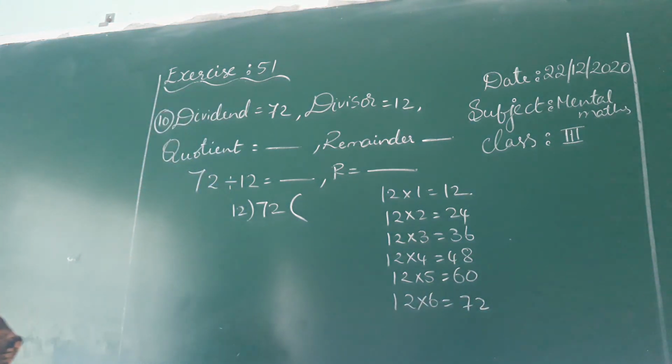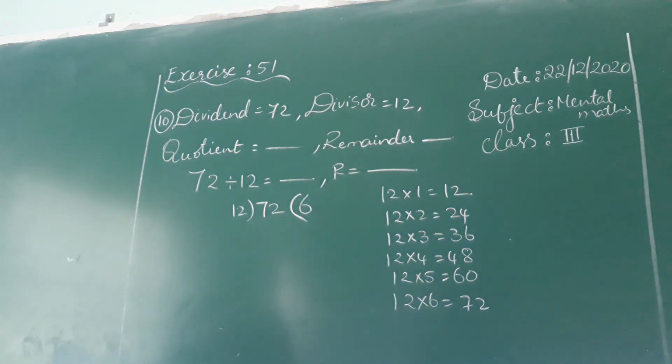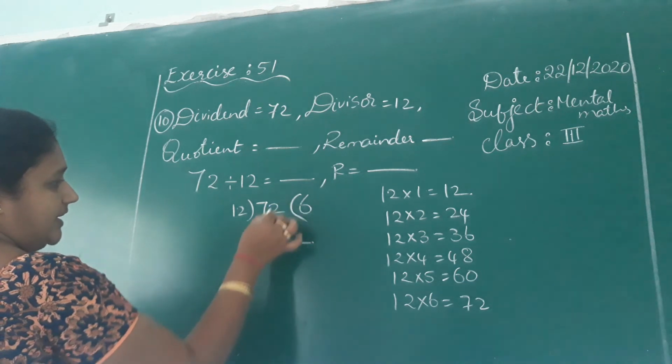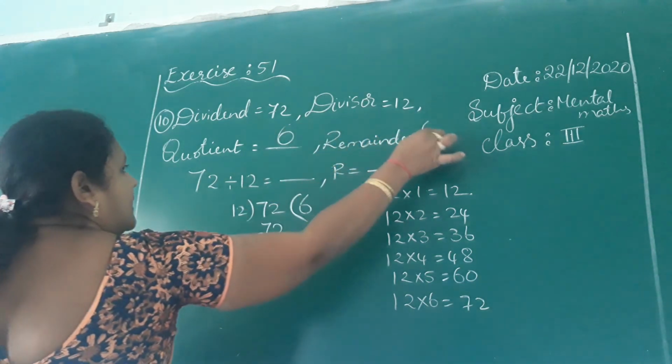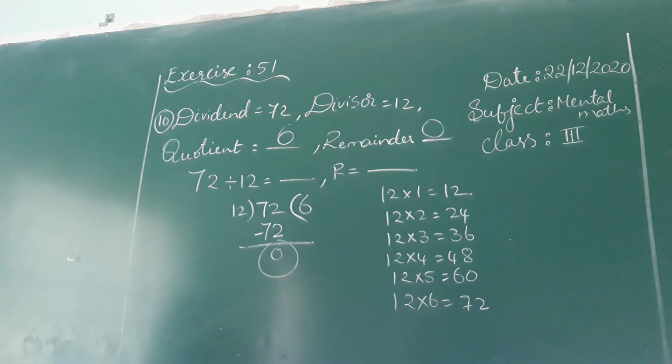So how many times does it divide? 12 divides 72 by 6 times. 12 sixes are 72. Here 72 minus 72 is 0. Here the quotient is 6 and the remainder is 0. Like that we can do it.